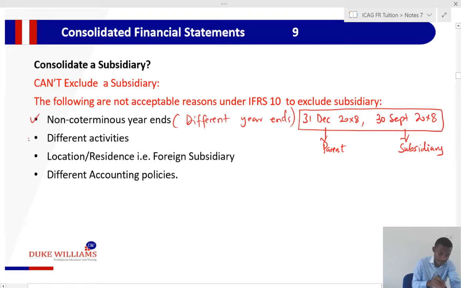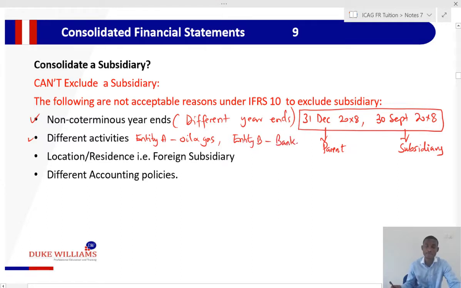Now, different activities. Maybe entity A is in oil and gas, and then entity B is a bank. They have two different activities. A must still consolidate B with appropriate disclosures of the activities of B. So different activities is not a reason for A not to consolidate B.